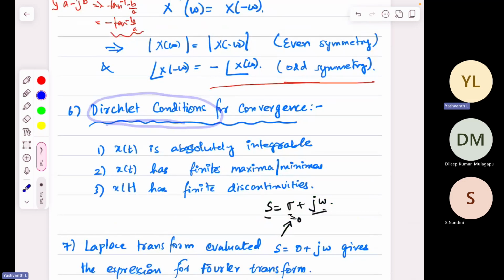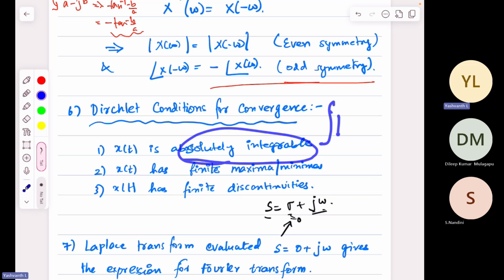These are the three conditions, very similar to what we had for Fourier series. The first condition says that x of t should be absolutely integrable. The second condition says that x of t has finite maxima or minima. What do you mean by absolutely integrable? You take the function x of t, apply modulus, and then integrate with respect to t from minus infinity to plus infinity. If this number comes out to be a finite number, then x of t is said to be absolutely integrable. That's the first condition.